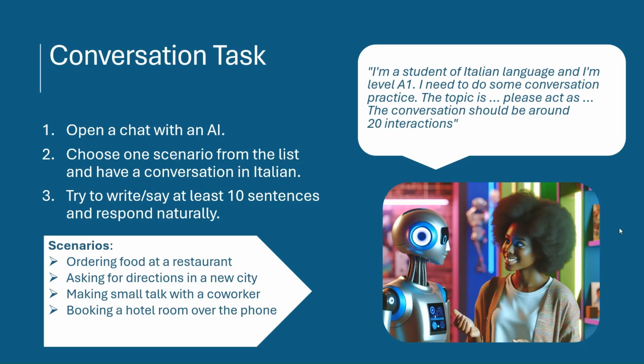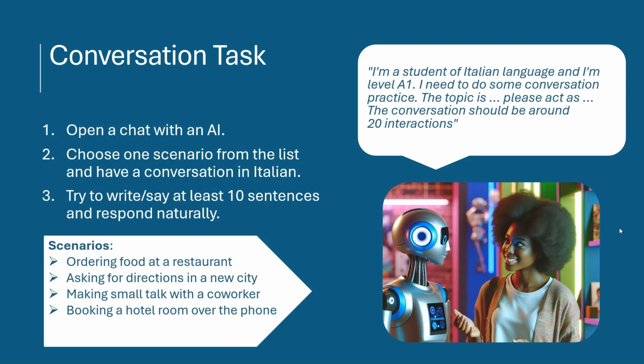So how does it go? We have a conversation task. I tell the student to open a chat with an AI, choose one scenario from the list I gave them, and have a conversation in Italian. So, for example, I gave those scenarios. You can choose between ordering food at a restaurant, asking for directions in a city, making small talk with a coworker, booking a hotel room over the phone. So these could be four of the scenarios, and then they can choose one of them.